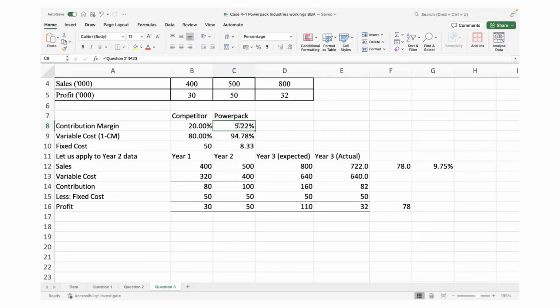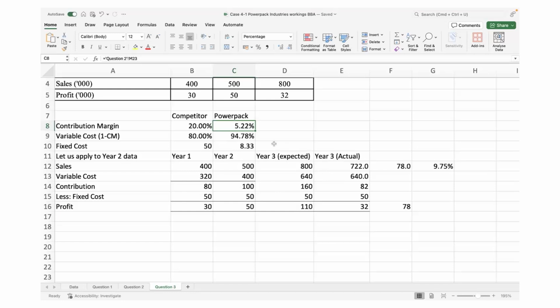So, how to increase this? One way is automation. The automation will bring down the cost drastically, but of course, automation will also increase the fixed cost. But with a good volume, it is possible for the company to meet the challenges imposed by the competitor.